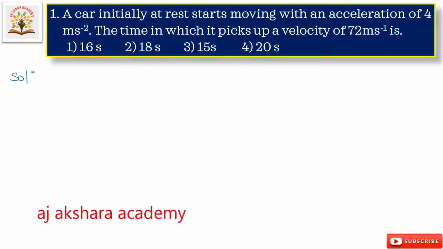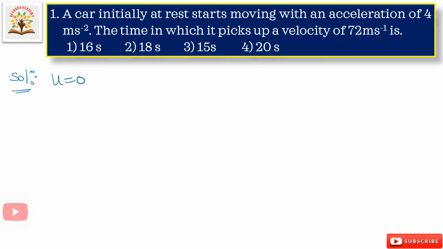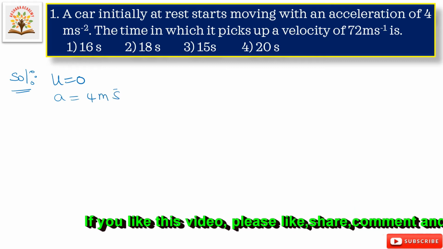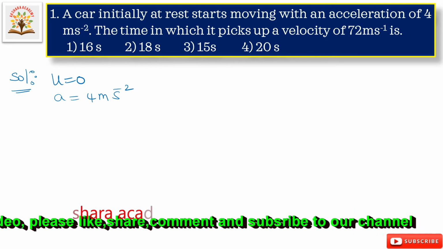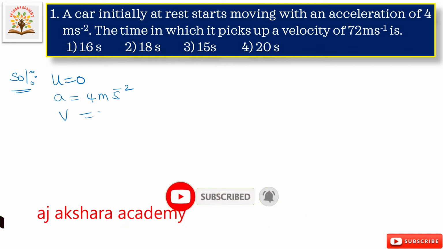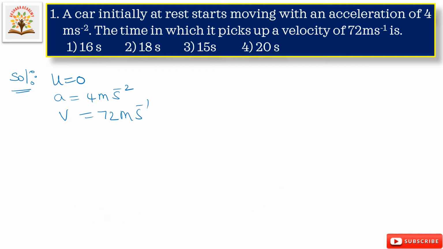Given, a car initially at rest, nothing but u is equals to 0, and an acceleration of 4 meters per second square. So a is equals to 4 meters per second square, and velocity they given us v is equals to 72 meters per second. Here we have to calculate time taken.